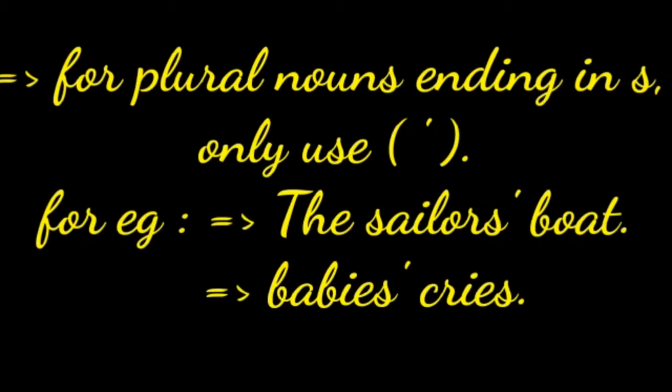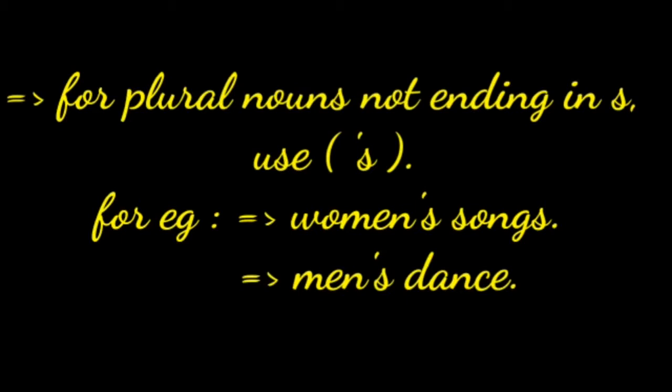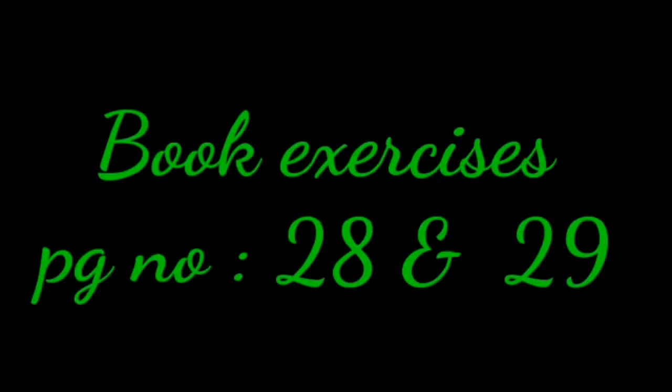What is the second rule, children? For plural nouns ending in s, only use an apostrophe. For example, the sailors' boat, babies' cries. What is the third rule? For plural nouns not ending in s, use apostrophe s. For example, women's songs, men's dance. Children, are you clear with this topic? Now we are moving to the book exercises.